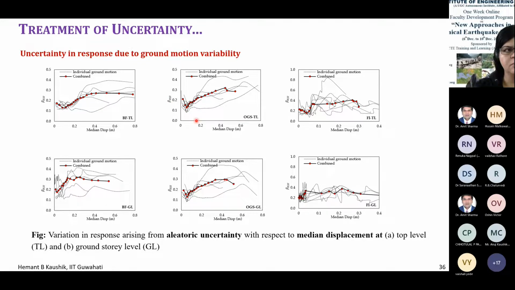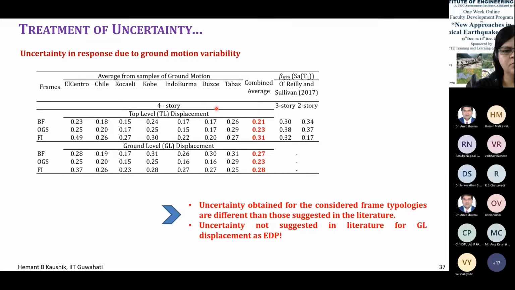Okay, so if you look here now, the average uncertainty calculated from the samples of ground motion are mentioned here. So the combined average for bare frame is around 0.21. For open ground story is 0.23. For fully infilled is 0.31. And for ground level, slightly different. We can compare them with the past results, and they're more or less matching, with the difference that these past studies were not carried out for the ground level displacement, which is more important.